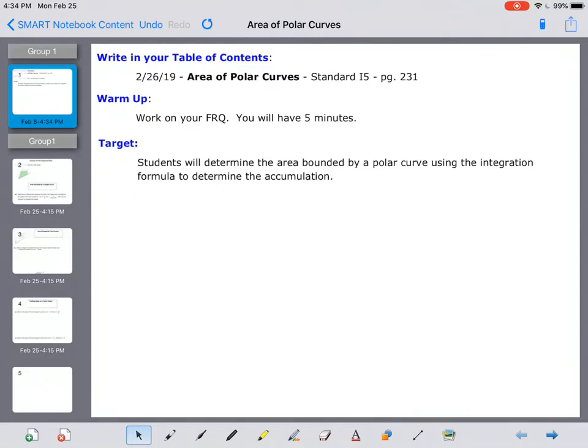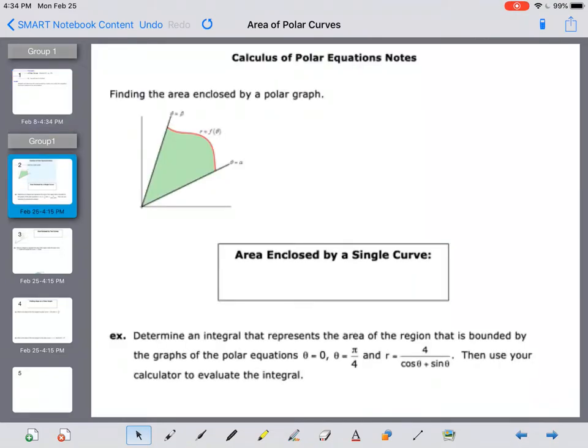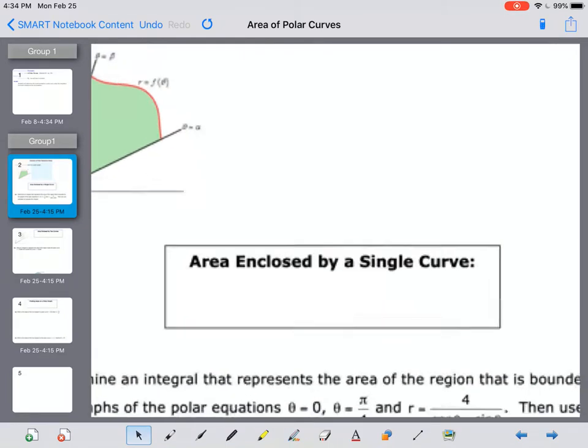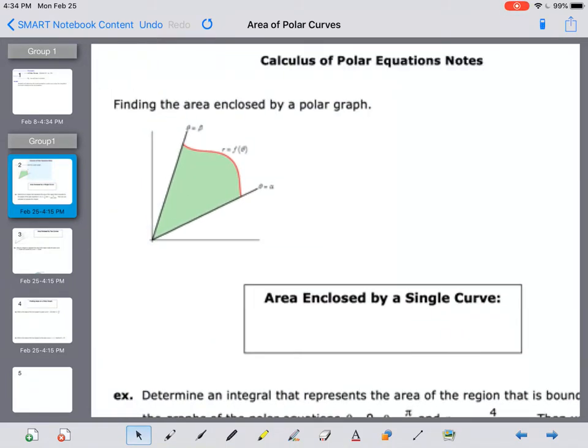The target for today is students will determine the area bounded by a polar curve using the integration formula to determine the accumulation. And what we're going to do in this video is kind of derive that formula based on what we've done in the past and what we know. Okay. So let's go ahead and look at that whole curve right there. I'm going to enlarge it really quickly.